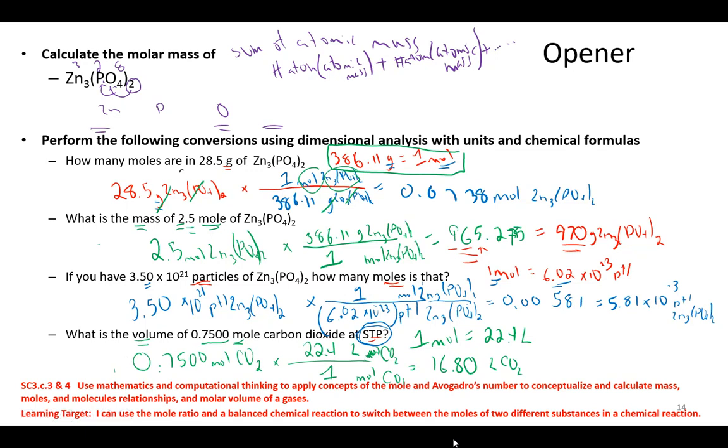So, actually getting to our lesson on the second part of stoichiometry. Today, we are looking specifically at the mole ratio. We're still dealing with standard 3C, where we're trying to apply concepts of mole and Avogadro's number to calculate between any of the relationships in a substance. But today, we're focusing on just the mole ratio and those balanced equations.